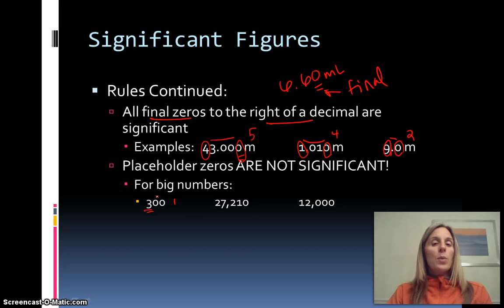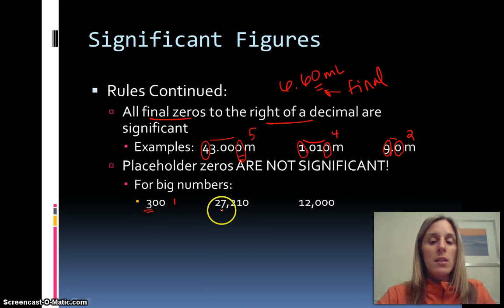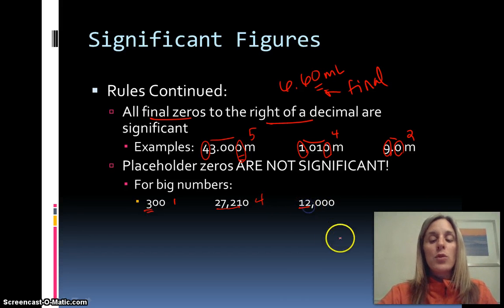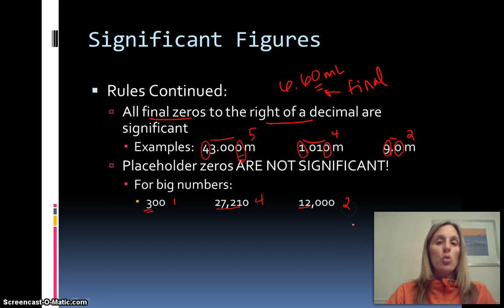So even though the only significant figure is this number 3, it was found in the hundredth spot. So we need to add those placeholder zeros to make sure that this has the correct value. So for your big number, those zeros are going to be on the right side. So in 300, we only have one significant figure. In 27,210, these are going to be our significant figures. So we would only have 4. And in 12,000, these would be our only significant figures. So we would have 2.